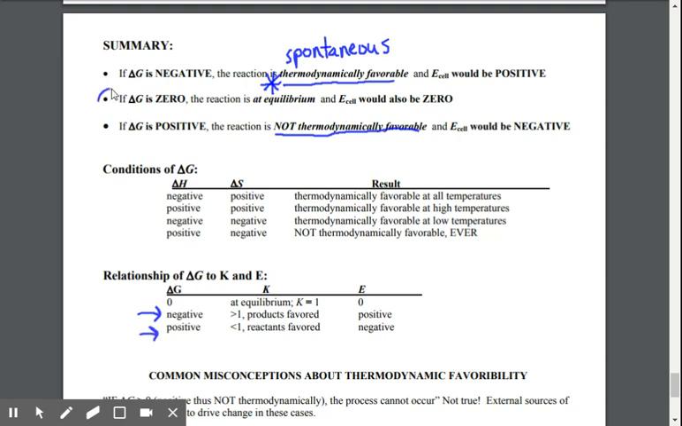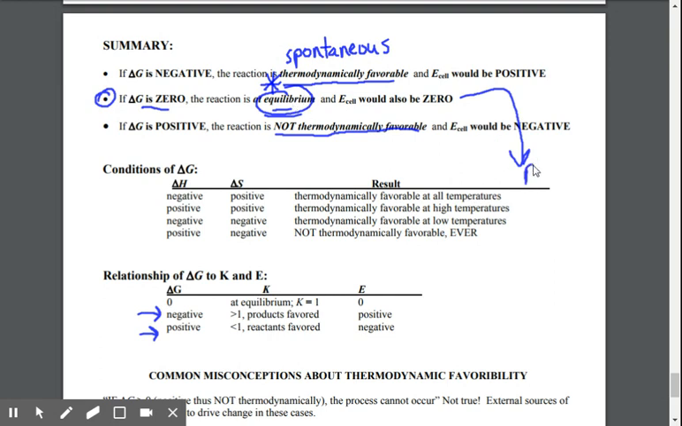Now I want to go back to this middle bullet here. If delta G is 0, then the reaction is at equilibrium, and E cell, we learned, is a dead battery, which would also be at 0. I want to take a moment to talk conceptually about when delta G is at equilibrium. It's true, when we're at equilibrium, delta G is 0. So where does this come into play for thermochemistry?